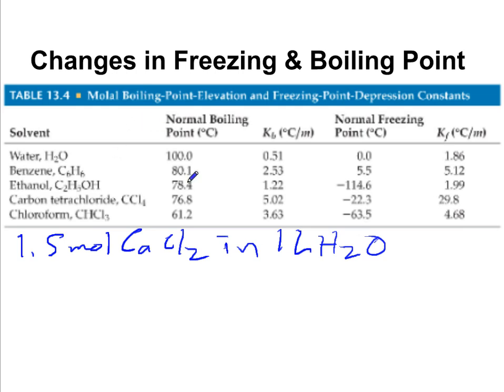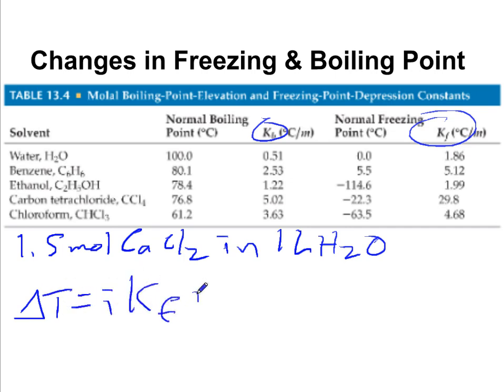Well, this table tells us what our Kb and Kf values are. We know that water normally boils at 100 degrees Celsius, so after we add the calcium chloride, it'll boil at a temperature above that, and it freezes at 0 degrees Celsius. After we add the calcium chloride, it'll freeze at a temperature below that, so a negative Celsius temperature. We'll start with the freezing point depression. We know that delta T is equal to i Kf m.